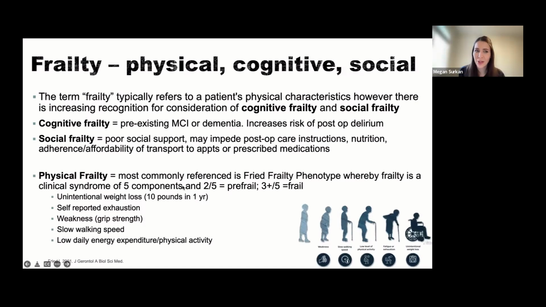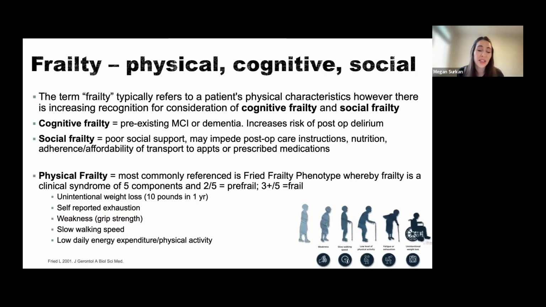Another thing I wanted to mention, I know I was supposed to focus on physical frailty, but I can't help myself to talk a little bit about other aspects of frailty and recovery with older people. The term frailty typically has referred to physical frailty or characteristics, but there is more and more talk in the literature about cognitive frailty and social frailty. Cognitive frailty essentially is someone who might have pre-existing MCI, dementia, or cognitive impairment, and it's something we know increases risk of post-op delirium.